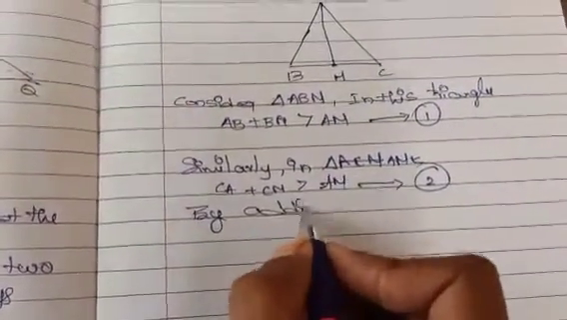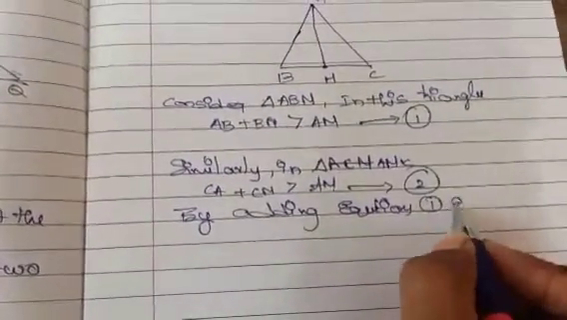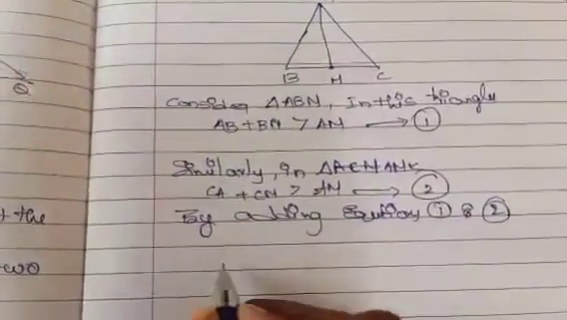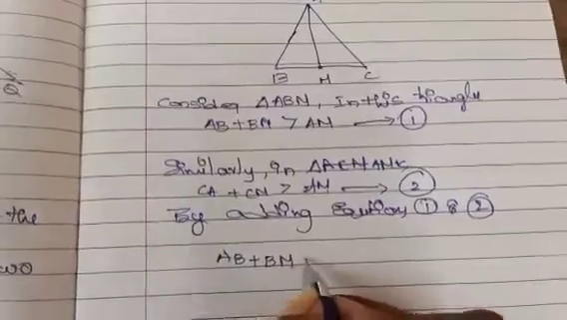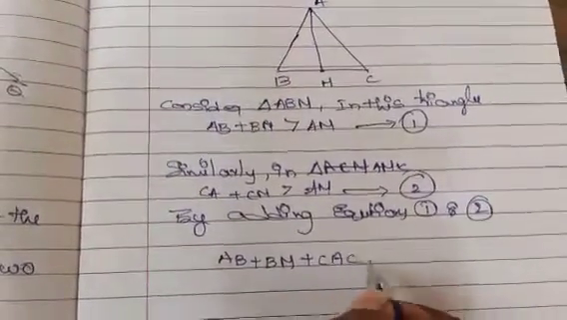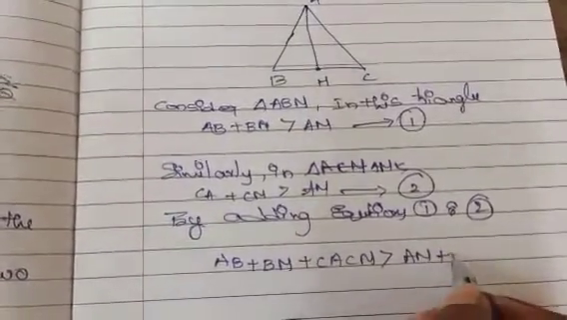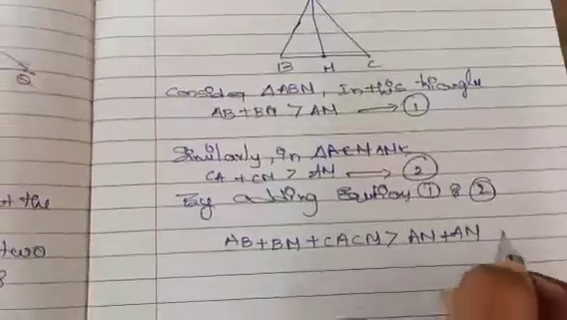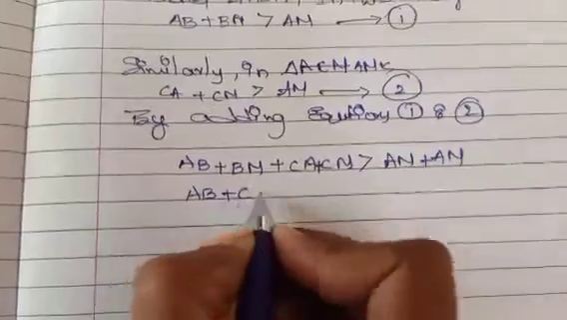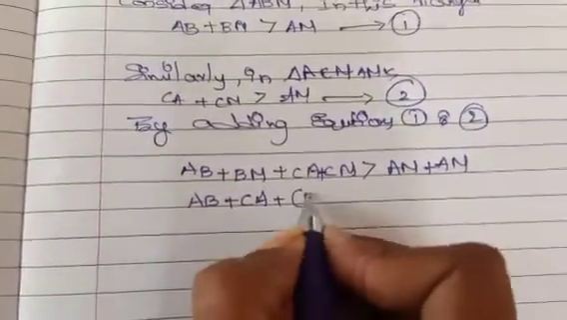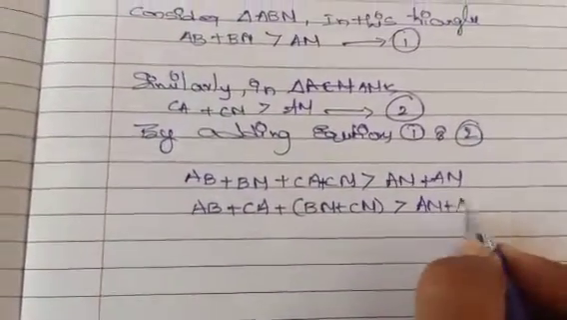By adding equation 1 and 2. Now add AB plus BM plus CA plus CM greater than AM plus AM, okay? So in this equation what we will write? AB plus CA, here BM plus CM greater than AM plus AM.